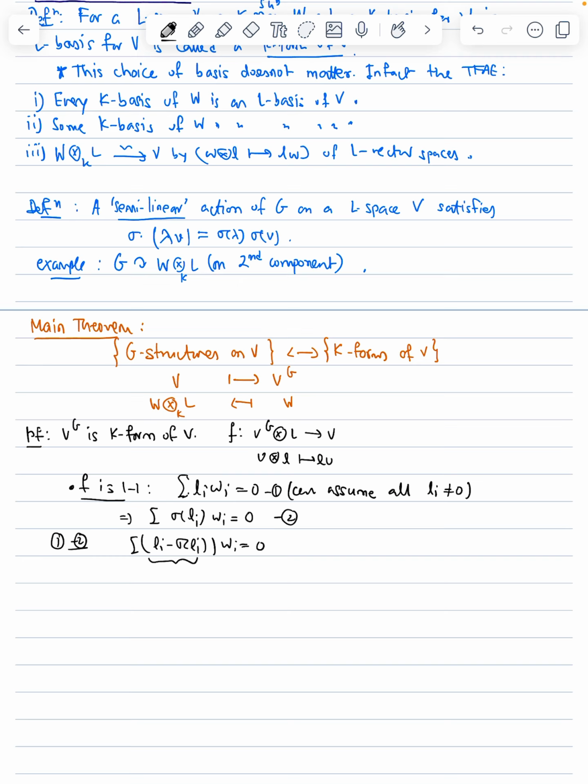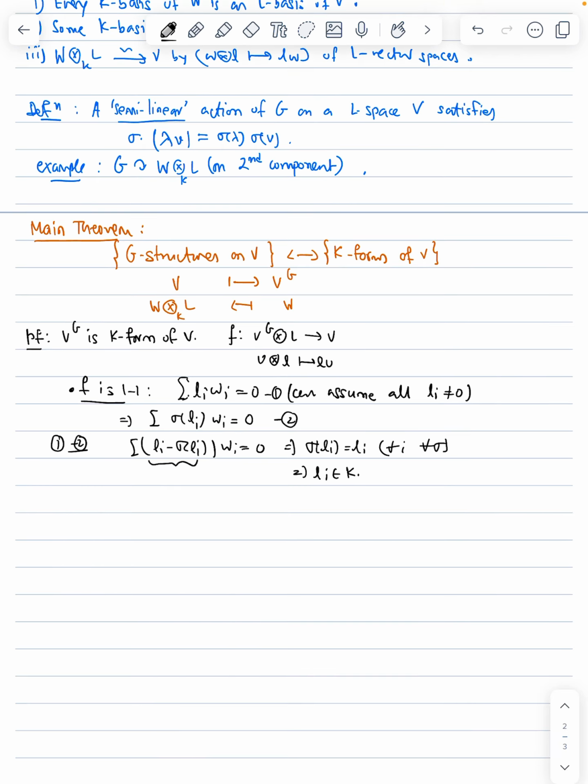But then there's a problem, because of the minimality assumption, this will actually force sigma to fix all the elements. And this sigma is arbitrary. So these Li's are actually coming from the fixed field of the Galois group of L over K. So they are actually coming from the base. And now it's done, right? Because we have assumed the Wi's are independent over K. So if the sum of Li times Wi is 0 where the Li's are coming from K, by the independence property all the Li's have to be 0.